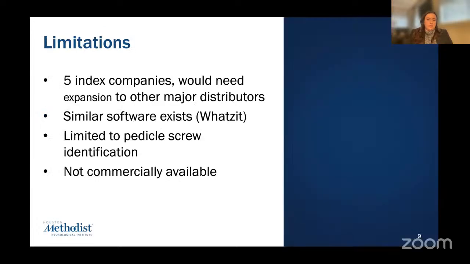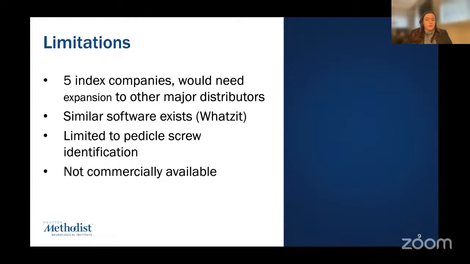So, of course, everything has limitations. This study specifically only looked at 5 different companies. So to really say, I want to implement this in my practice, you'd have to expand it to include all the other major distributors. And some of our reps, I don't know about you guys in Seattle, use a similar software called What's It. It's an app where they can upload patient de-identified x-rays, and it's supposed to identify what type of screw they have.